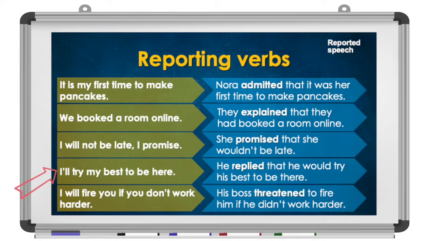I'll try my best to be there. He replied that he would try his best to be there. I will fire you if you don't work harder. His boss threatened to fire him if he didn't work harder. You see all these verbs I highlighted. Admitted, explained, promised, replied, and threatened. They are all correct reporting verbs.